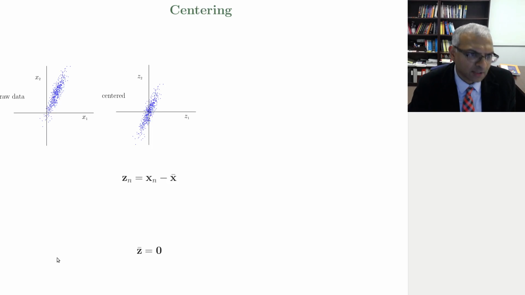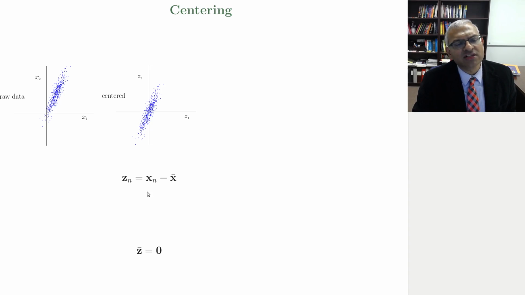The first is centering. So imagine that your raw data X, I'm just showing two dimensions, X1 and X2, and I'm showing the blue dots. Centering, very simple. Shift the data so that the center of the data aligns with the origin. And I'm showing on the right, for this data, what the centered data would look like. You shift every data point. So Zn is just the corresponding Xn minus the average data point. Very easy to implement.